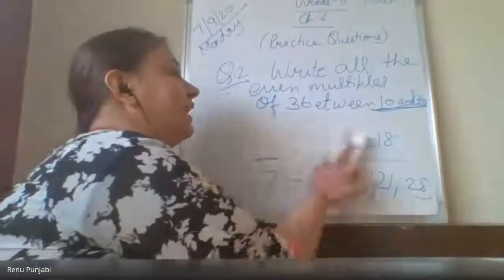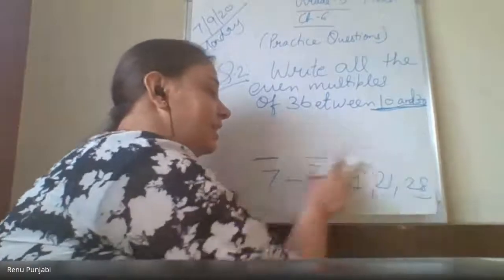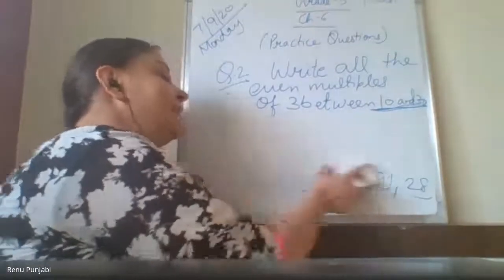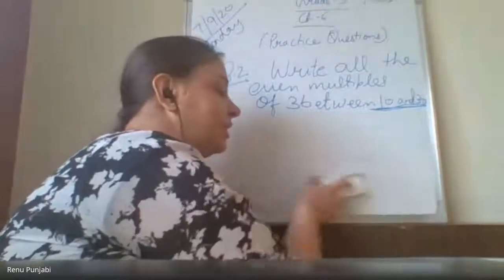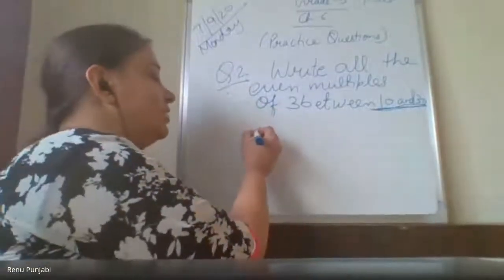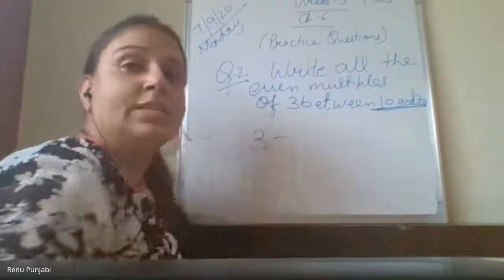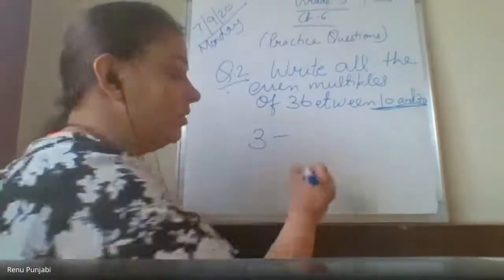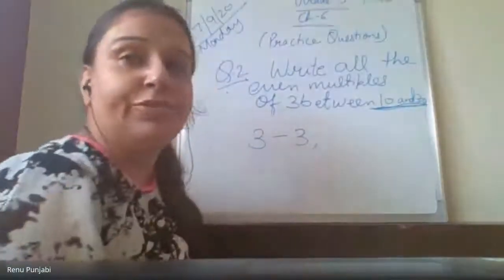So here I have asked you to find the multiples of 3, but only the even multiples. I don't want the odd multiples, I want the even multiples. 12, 18, and 24. Yes, very good. So first I should know what the multiples of 3 are. Can you tell me the table of 3?